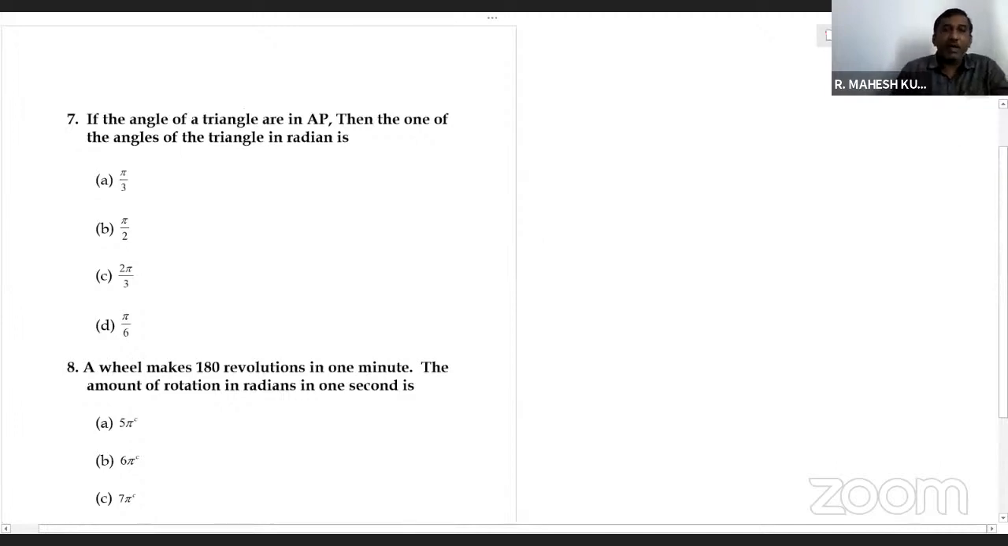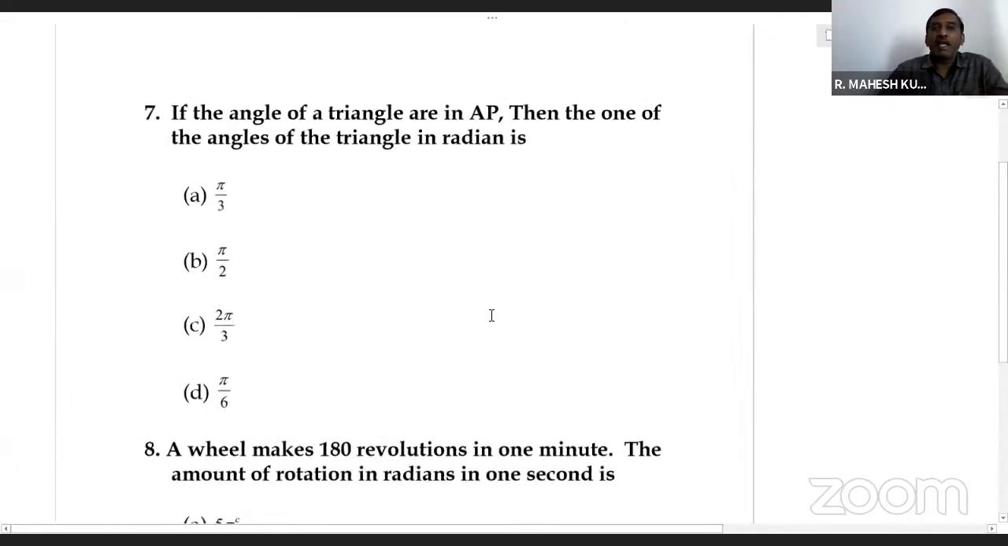Let's go to question number 7. If the angles of a triangle are in AP, then one of the angles of the triangle in radians is... AP means arithmetic progression. When do you say a sequence of numbers is in AP? A sequence of numbers is said to be in AP if the difference between any two consecutive terms is constant. That constant difference is called the common difference of an AP.